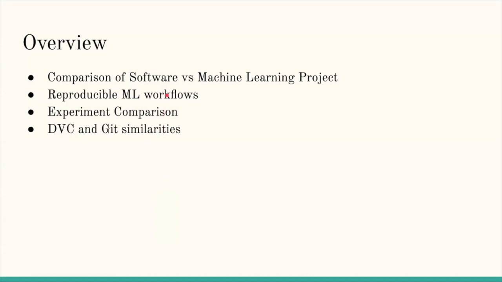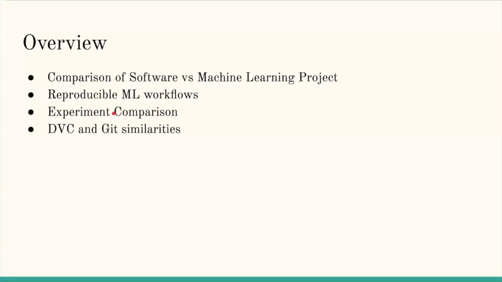So before we understand how experiments in ML projects are tracked, we'll first compare software versus machine learning projects. What are the differences? What are the nuances we have to handle? And once we understand that, we can get into how we can build reproducible ML workflows.